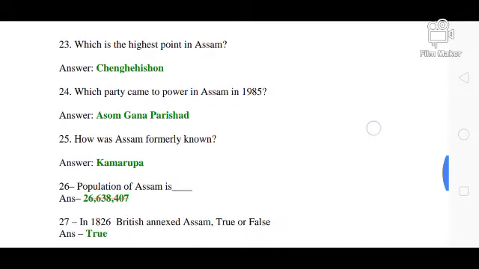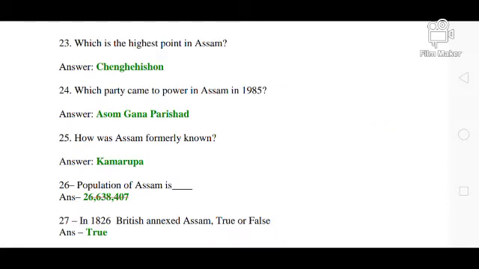Which is the highest point in Assam? Which is the highest point of Assam?